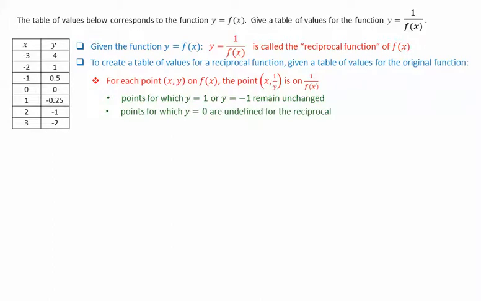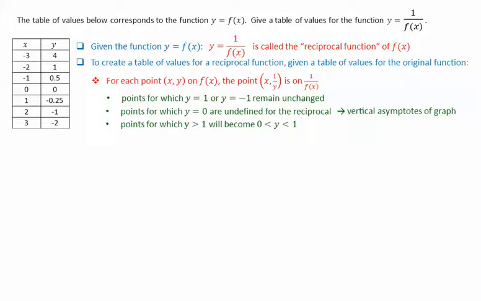Points for which y equals 0 are undefined for the reciprocal. These will correspond to vertical asymptotes of the graph. Note that division by 0 is undefined.